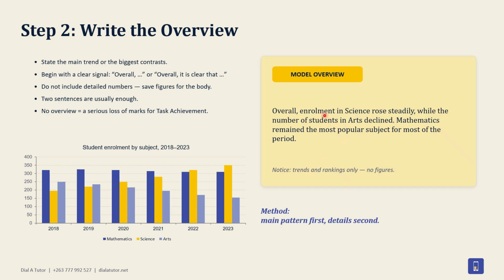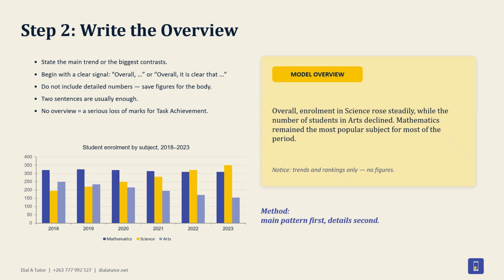So, model overview. Overall, school enrollment in science rose steadily while the number of students in arts declined. Mathematics remained the most popular subject for most of the period. So notice, trends and rankings only, no figures. Take note of that. That is your overview.